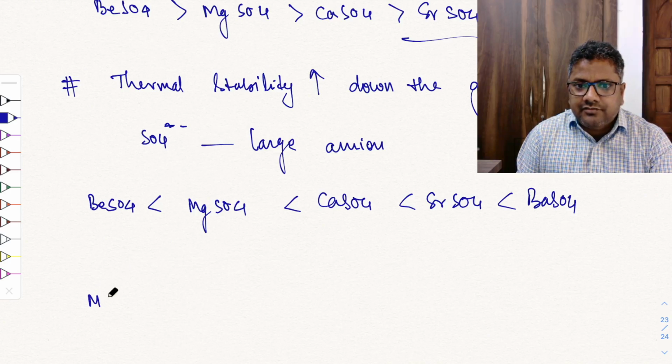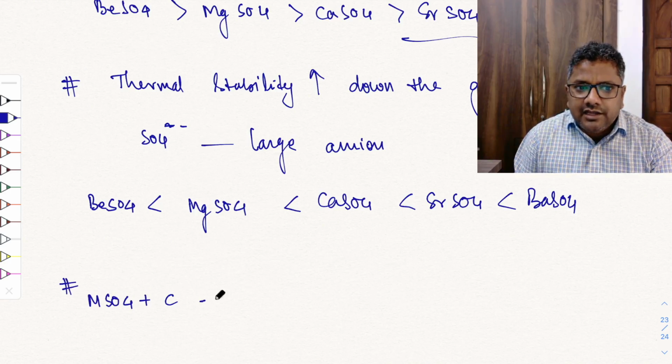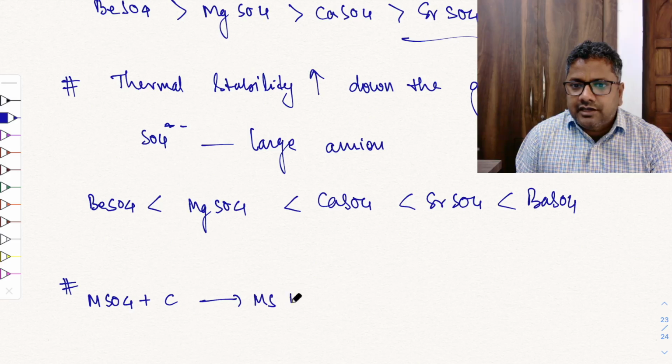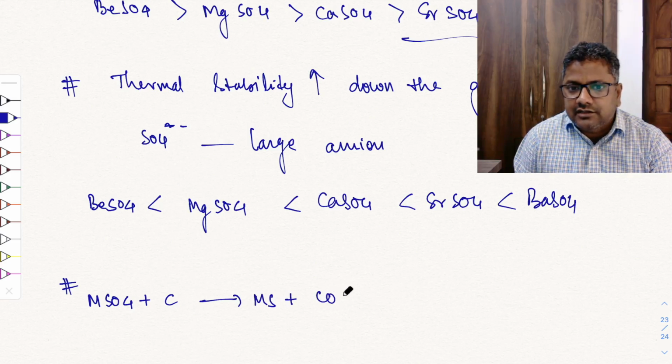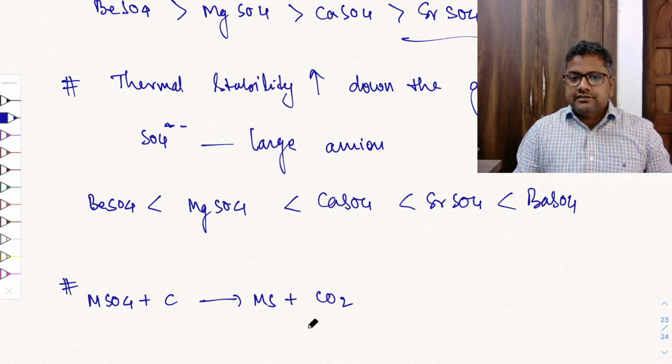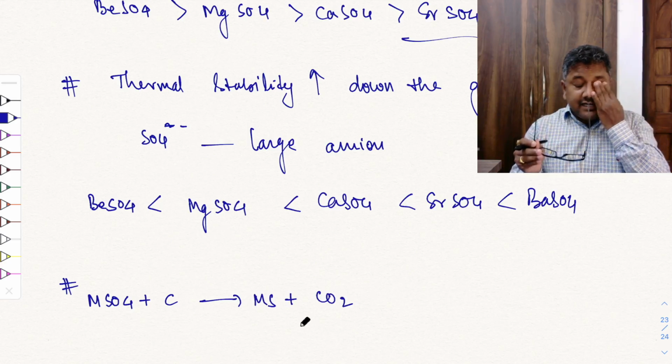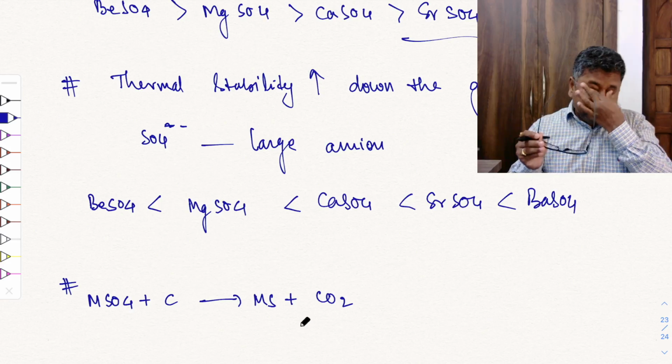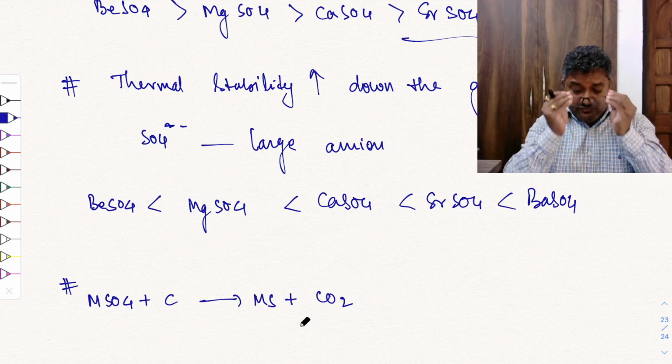And take metal sulfates, and if you reduce with carbon, this reaction I have already discussed, but again I am writing this, so you will have MS plus carbon dioxide, right? So sulfates can be reduced to sulfide with the carbon.